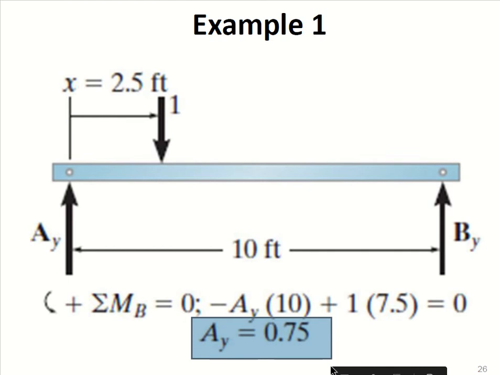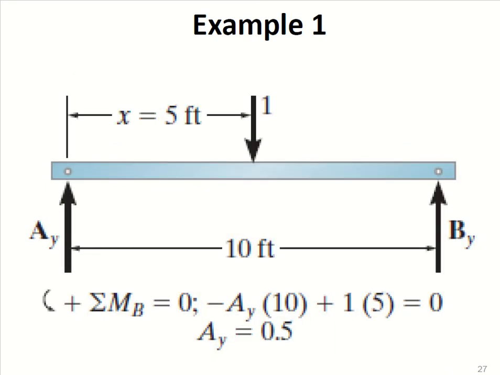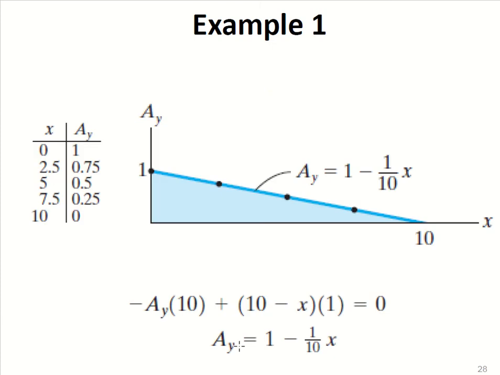So you can just put different values of x. For example, here it can be 5, it can be 10. You will get different values of AY. For example, x is equal to 5, you put in 5, and you get a different value of AY. So in this sense, you can create a table, where by varying the value of x, the value of AY is varying.